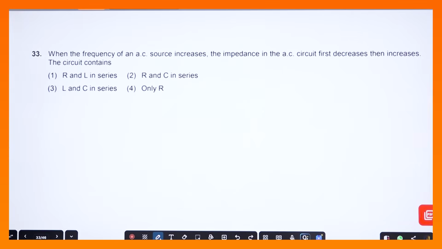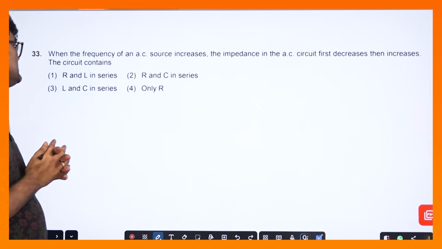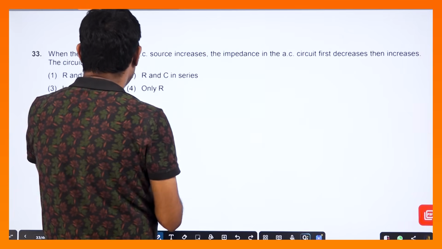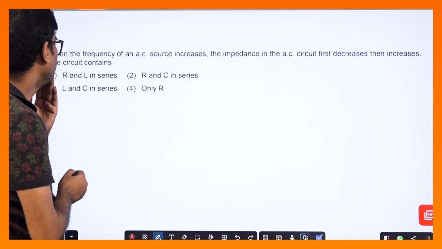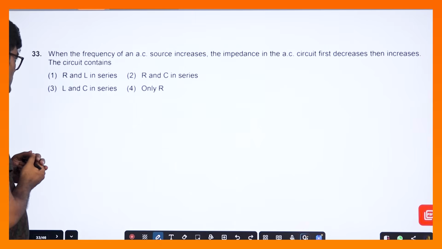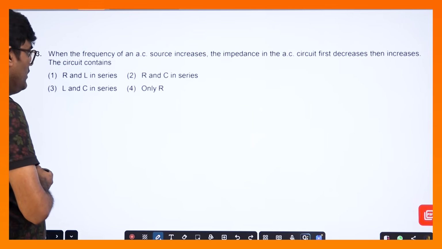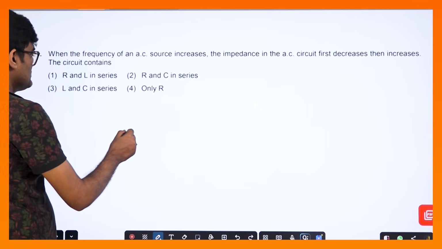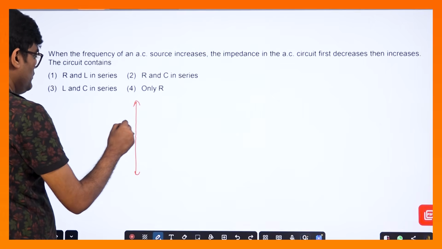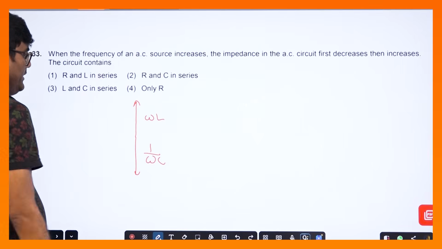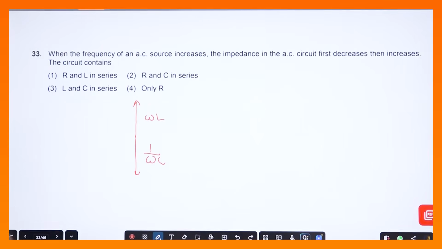When the frequency of AC increases, the impedance first decreases then increases. We know that if impedance first increases and decreases, it may happen in an LRC circuit also. But in the options, no option has L, R, C all three. So if I have to choose, I will choose L and C, because it is omega L and 1 by omega C. Once you increase omega, it first decreases then increases.